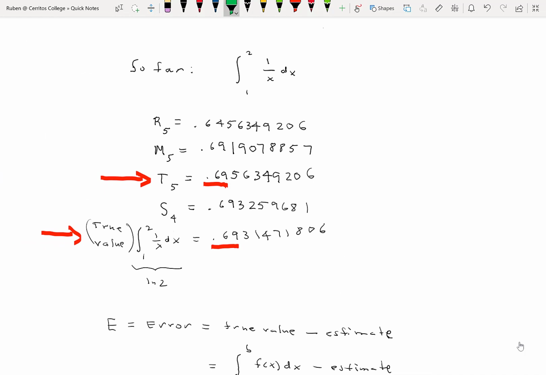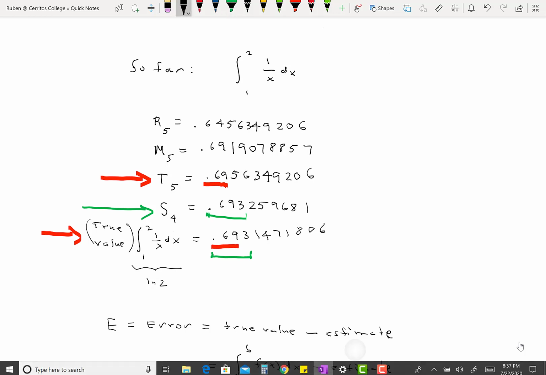Okay. Here is Simpson's rule with n equals 4. And notice that with the true value, we have 3 decimal places of accuracy. Okay, 0.693, 0.693, we have agreement in 3 decimal places. Okay?